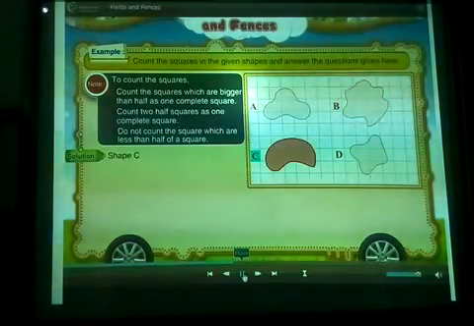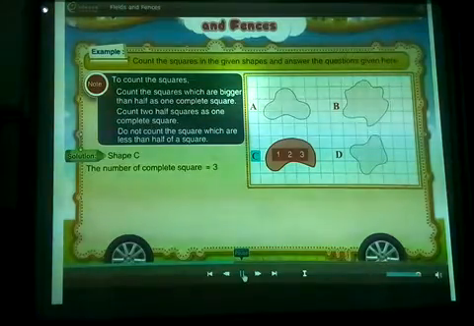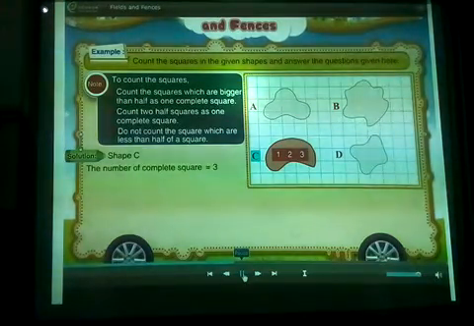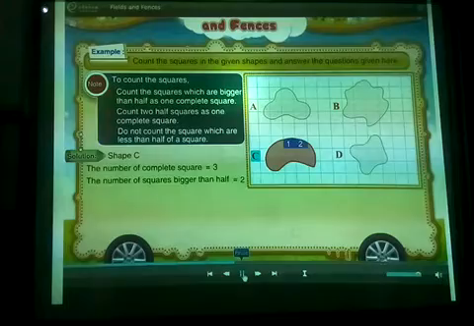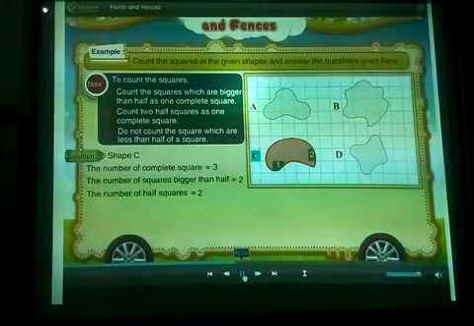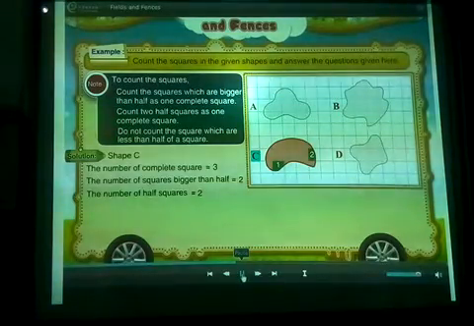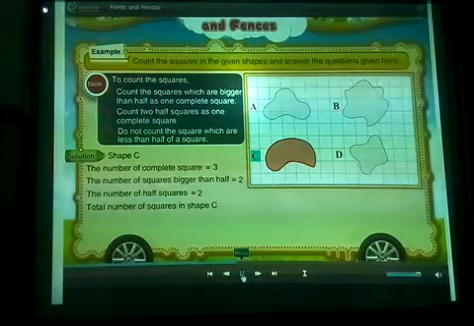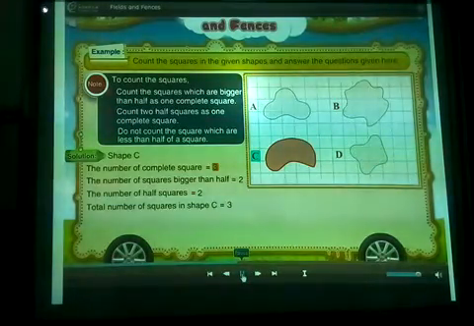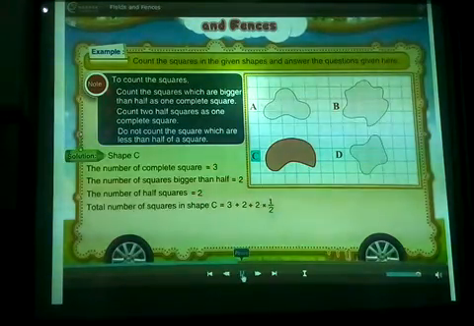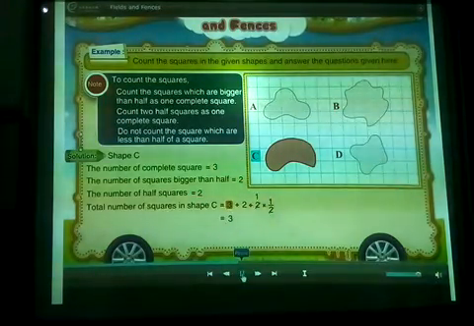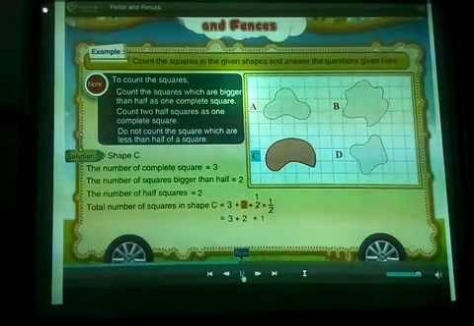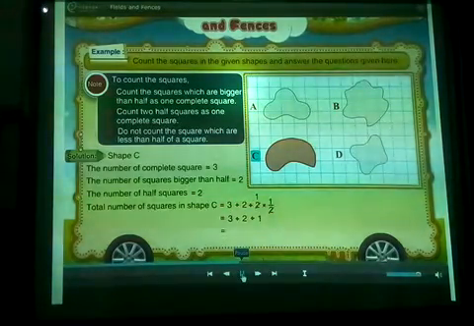In shape C, there are 3 complete squares. The number of squares bigger than half is 2, and the number of half squares is 2. Thus, the total number of squares in shape C is equal to 3 plus 2 plus 2 into 1 upon 2. That is equal to 3 plus 2 plus 1, which is equal to 6.